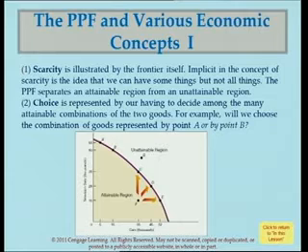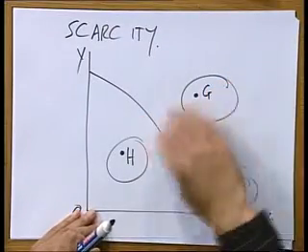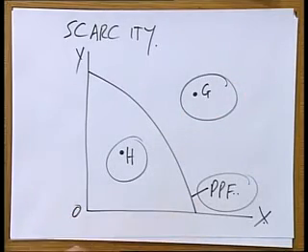So there's an attainable region and there's an unattainable region. Okay? So the PPF curve or frontier separates what is attainable, this is attainable, and above the curve is unattainable. So implicit in the concept of scarcity is the idea that we cannot have some things because we've got limited resources. Okay, the second concept that is important here is choice.